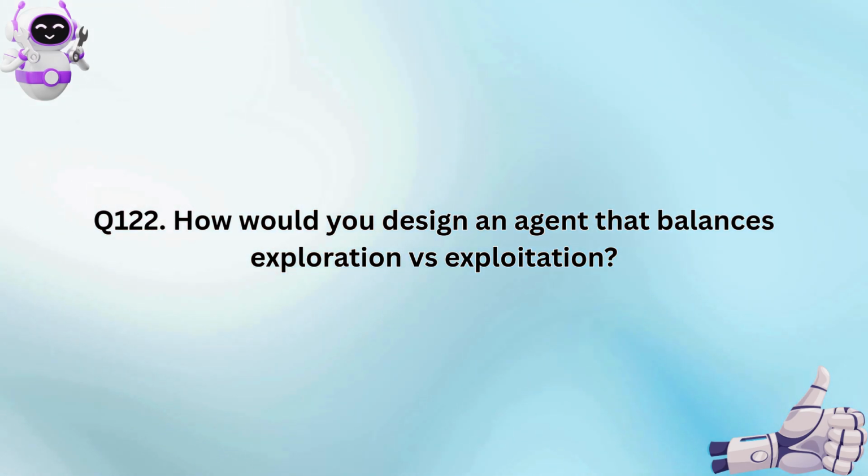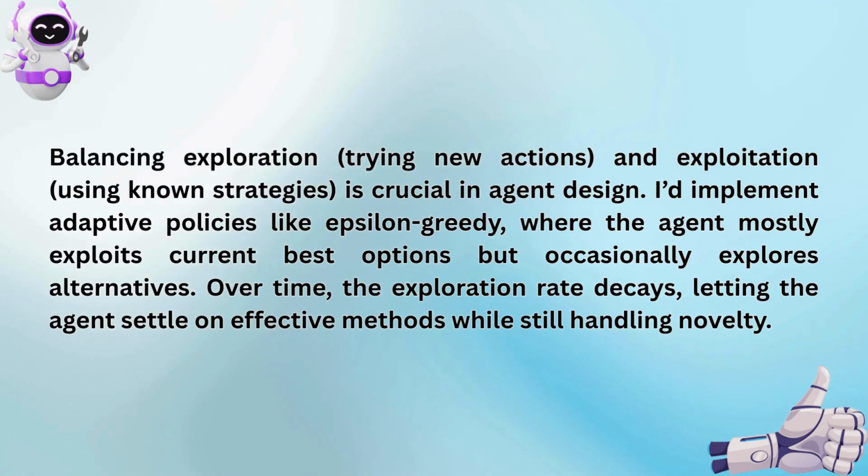How would you design an agent that balances exploration versus exploitation? Balancing exploration, trying new actions, and exploitation, using known strategies, is crucial in agent design. I'd implement adaptive policies like epsilon greedy, where the agent mostly exploits current best options but occasionally explores alternatives. Over time, the exploration rate decays, letting the agent settle on effective methods while still handling novelty.